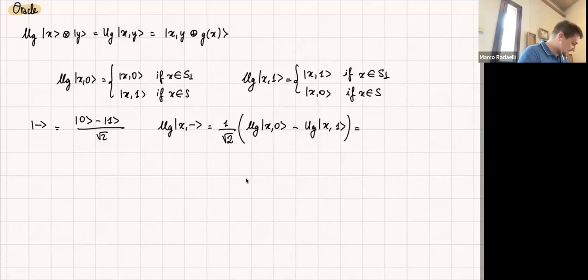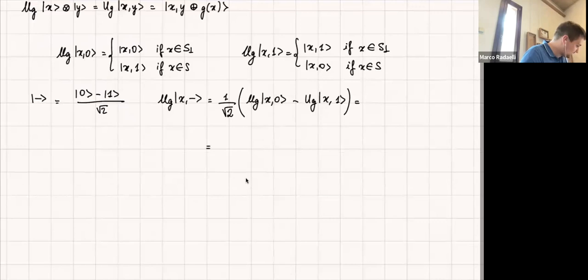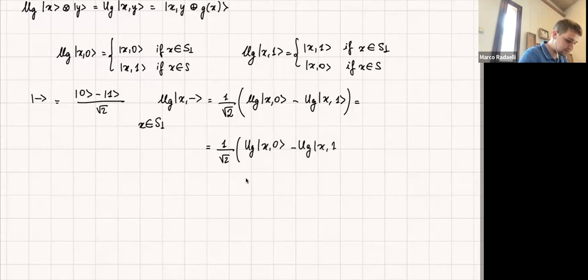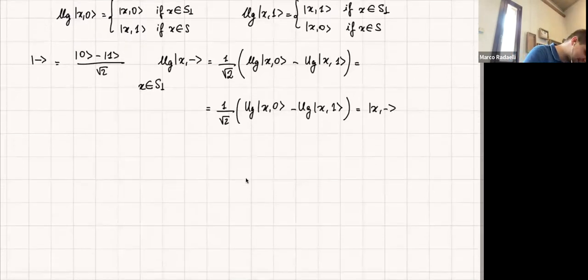At this point, just by applying what I've written above, let's assume that x belongs to S1, so it's not a solution. What I get is 1 over square root of 2, and everything remains the same, basically, minus UG x1. So I get exactly x minus. So it's left unchanged. But if x belongs to the set of the solutions, what happens is this.